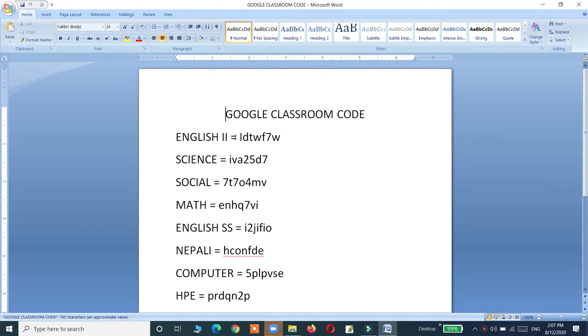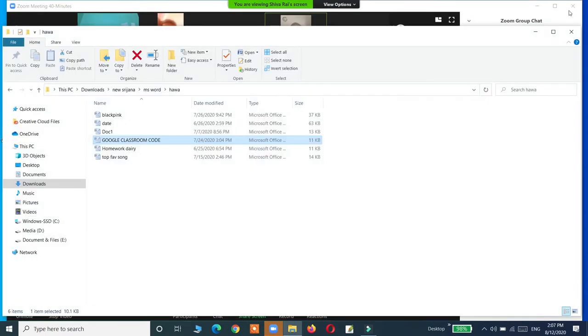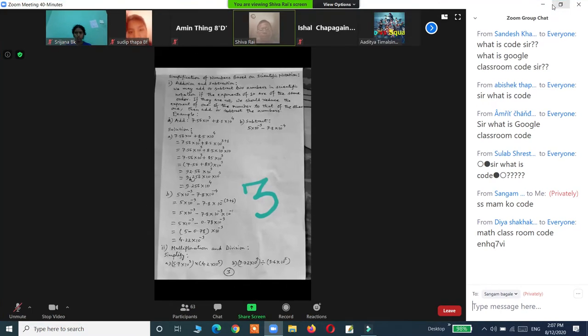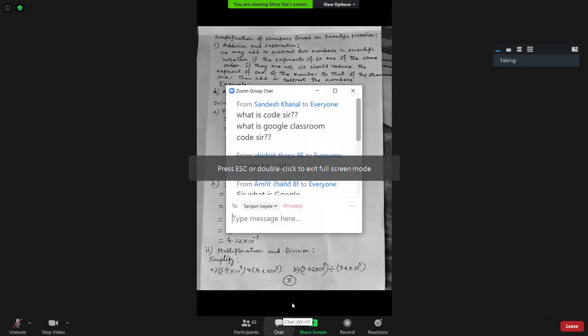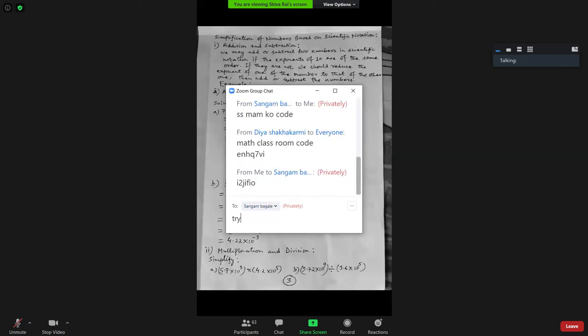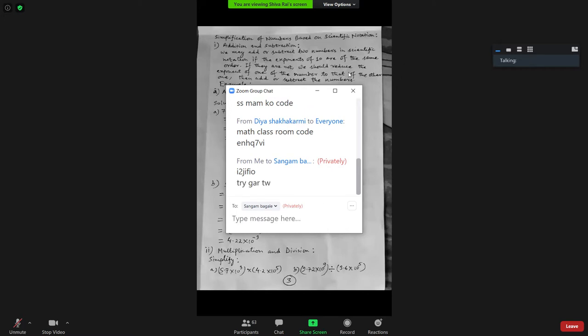Look here. Addition and subtraction. In your book also it is in page number 108. If you open the book, simplification of numbers is there, but here I am writing simplification of numbers based on scientific notation, first addition and subtraction.